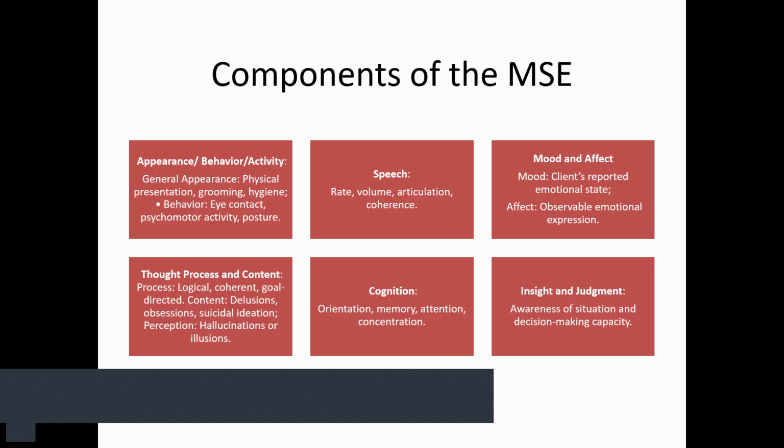Now, when we describe affect, we typically use words such as normal, labile, meaning it's changing a lot up and down, flat, restricted, blunted. Those 3 are reductions in a normal affect, quite the opposite of labile.